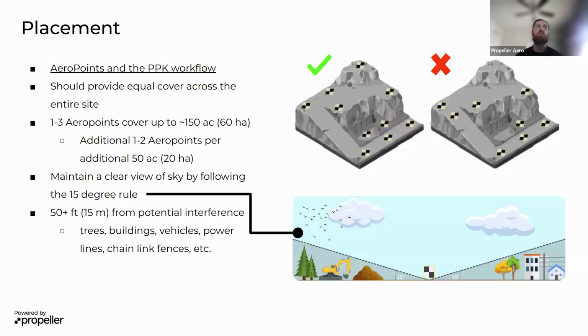So one very important element to this is we want them to have a clear view of the sky. So we really want that 15-degree cone. It's a piece of GPS equipment. It's observing satellite constellation, satellites directly above, but also far out on the horizon as well. So that 15 degrees is really crucial.